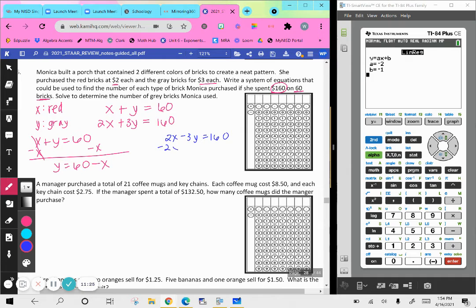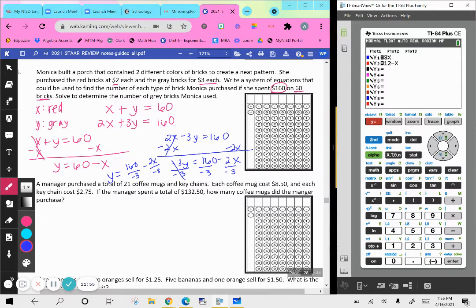So I'm going to subtract 2X. Okay, so I'm left with 3Y equals 160 minus 2X. And I'm going to divide by 3 on each piece. And I'm going to be honest with you, I'm going to leave it ugly, okay? Because when I type it into the calculator, it will do it for me. So I'm going to say 160 over 3 minus 2X over 3, okay? And that's what I'm typing in.